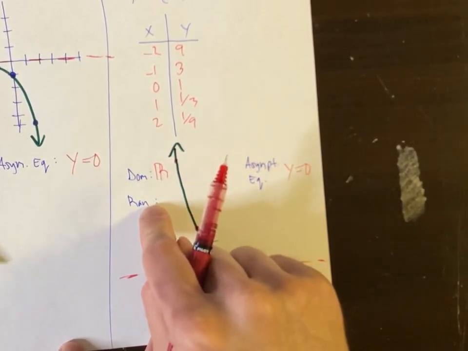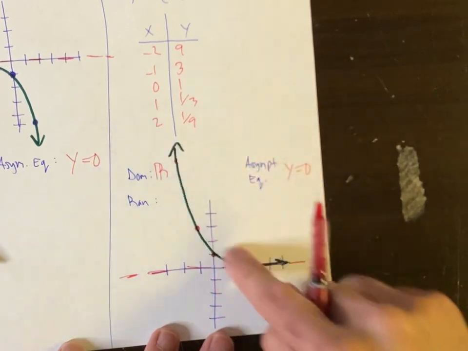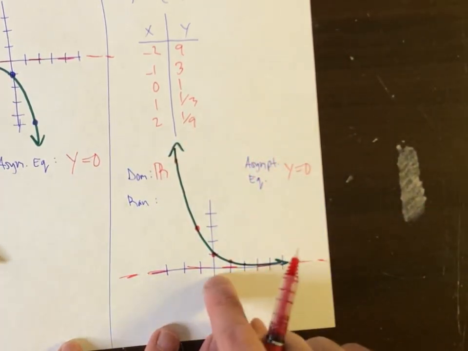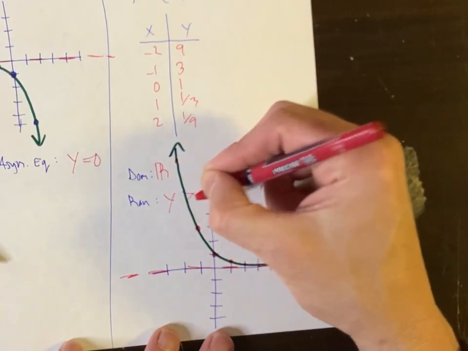What about the range? All of these y coordinates are what? All of these y coordinates are positive. They're all above 0. So the range would be y is greater than 0.